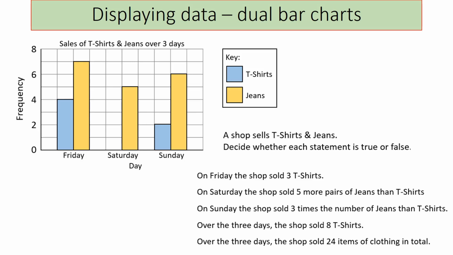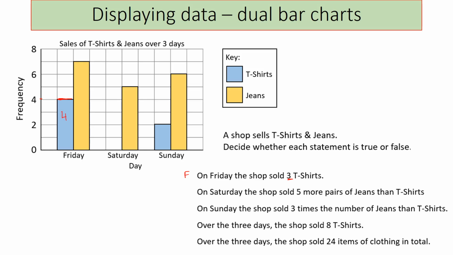So on Friday the shop sold 3 t-shirts. Okay, we're interested in t-shirts, so we need to look at the blue bar on Friday. Okay, and you can see that the height of this bar is here, so that is actually 4. Okay, so it's not 3, it's 4, so this statement is false, because the height of this bar is 4.